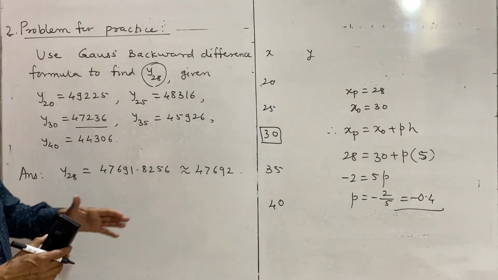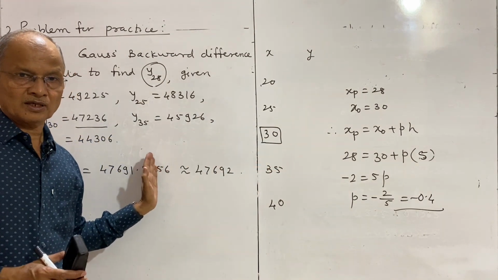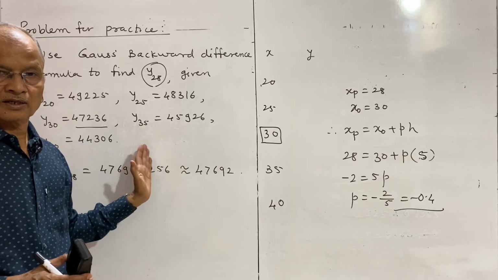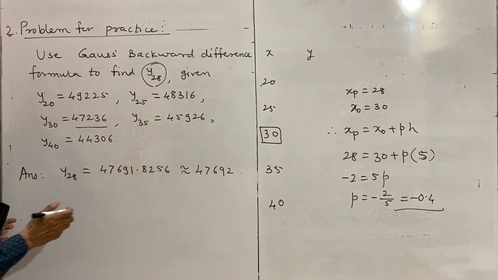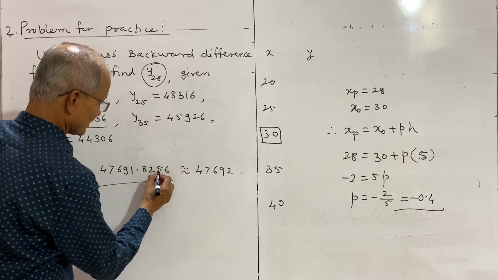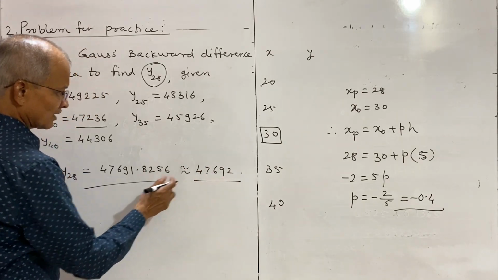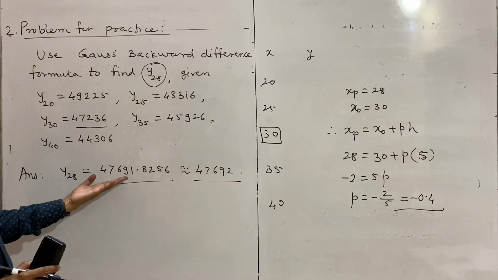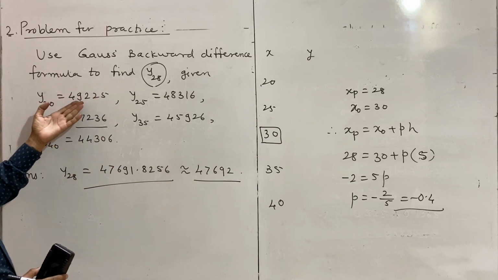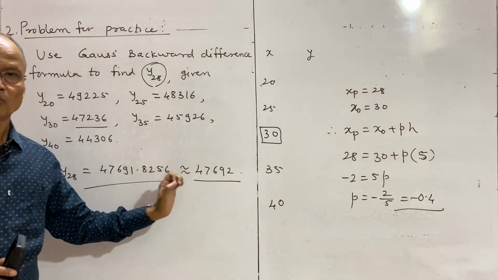Use the value of p, construct the table, use the values of differences as we have shown in the earlier table, and solve this problem. The answer I have written is here. This value is the answer up to 4 decimal places, and that is approximated to this value. Because all these values are given in 5 digits, this can be approximated in 5 digits. Thank you for watching the lecture.